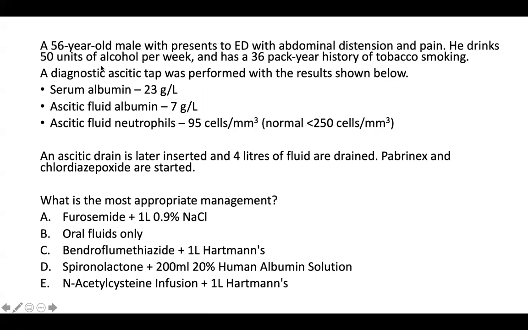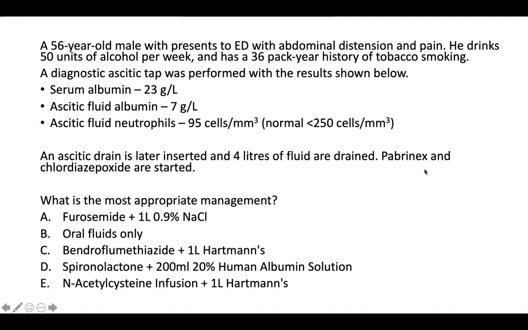We've already kind of got a common cause. We've got alcohol. So we're thinking cirrhosis, likely to be caused by alcohol. And if you think back to Arden's session on LFTs, that's a common cause for cirrhosis. We've ruled out spontaneous bacterial peritonitis because we've got less than 250. That's great. And now we're going to think about how we need to manage this. So they've already put in a drain. They've drained some fluid. It's great.